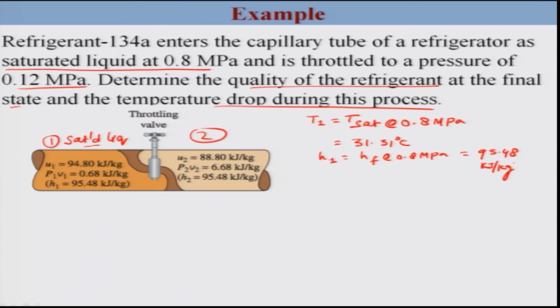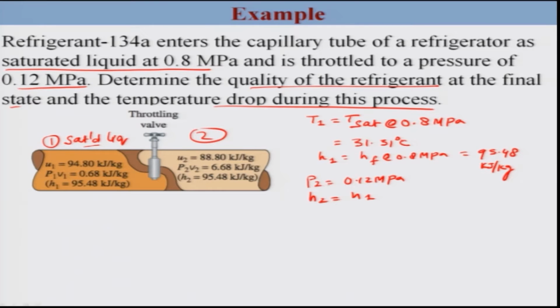Now, what about your P2? What about your condition at 2 here? Because the question being asked is the quality, which means there is some change in the state. So, let us look at whether there is some vaporization during this process. Let us look at first P2. What is the P2 here? P2 is 0.12 megapascal, and h2 is nothing but h1.